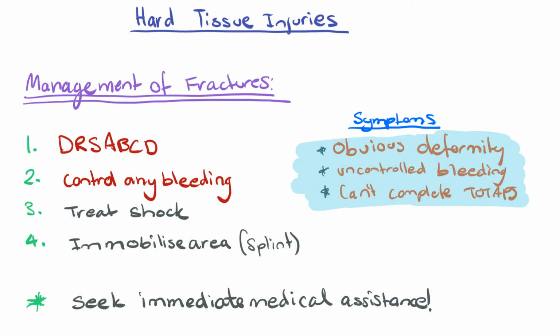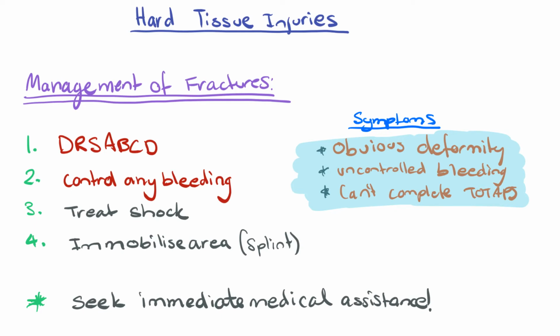Now, how do we tell if someone's suffering from a fracture? Some signs and symptoms are that there will be an obvious deformity. If it's a complete fracture, it's gone through the whole bone. The limb may seem limp, but there will definitely be some form of deformity.